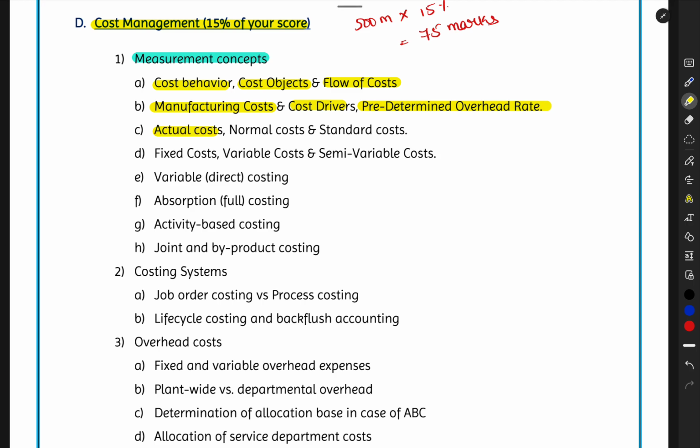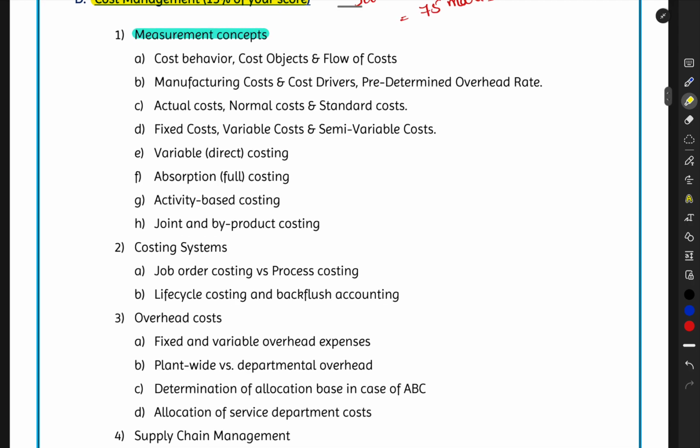Then we'll talk about actual costs, normal costs, standard costs. Again, if I keep talking about every point here in the introduction lecture, this itself will cover the entire syllabus. So actual costs, normal costs, and standard cost. What is the difference between all these three? We'll discuss in the lectures. Then fixed cost versus variable cost versus semi-fixed or semi-variable costs.